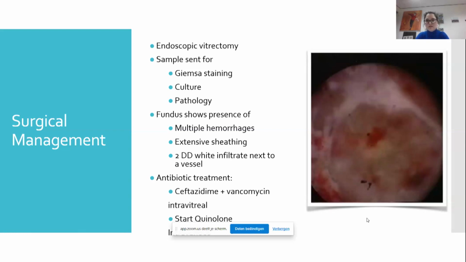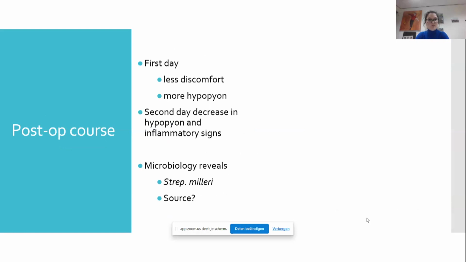Based on this image and the situation, intravitreal ceftazidime and vancomycin were given with the suspicion of an infectious cause, and intravenous quinolone was also started. On the first day postoperatively, after starting the treatment, there was already less discomfort but more hypopyon. But on the second day, there was a decrease in hypopyon and also fewer inflammatory signs.